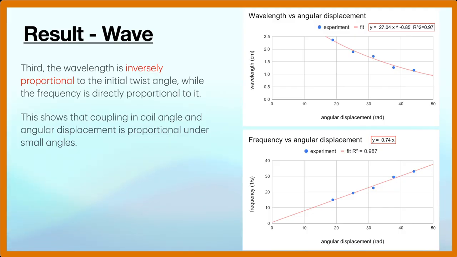Third, the wavelength is inversely proportional to the initial twist angle, while the frequency is directly proportional to it. This shows that torsional deformation sets the phase difference between adjacent rings, which in turn determines the spatial and temporal scales of the wave. Together, these results clarify the physical link between torsional motion and lateral wave propagation in the slinky.